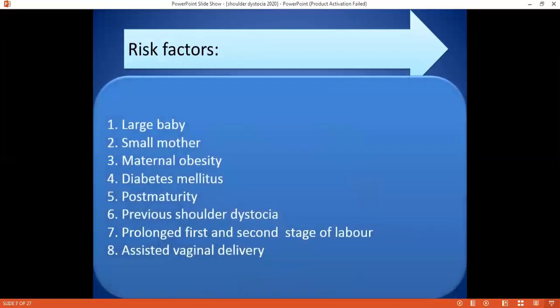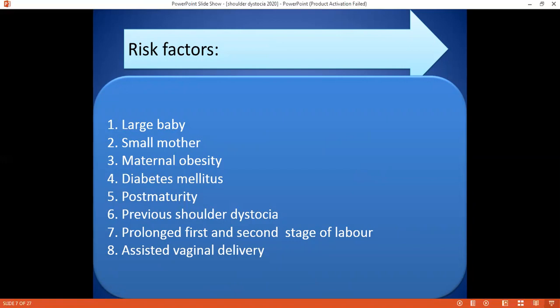Risk factors: if the baby is large, if the mother is small, maternal obesity will cause excess fat deposition and result in shoulder dystocia. Diabetes mellitus, because of the deposition of fat on the fetal shoulders, and the head will be normal. So after delivery of the head, the shoulders cannot be delivered. Post-maturity, due to ossification of the bones and big baby. Previous shoulder dystocia is another risk factor. Prolonged first and second stage of labor, because there is a problem, so we can face shoulder dystocia.